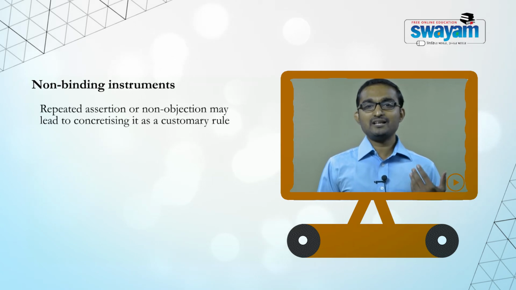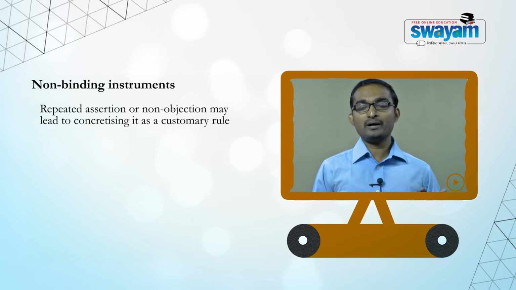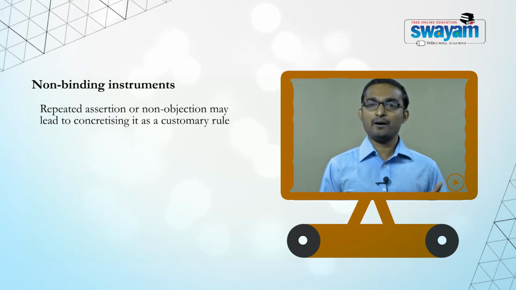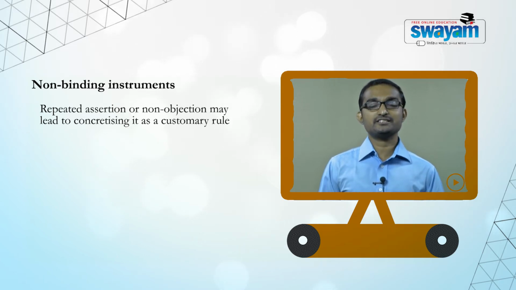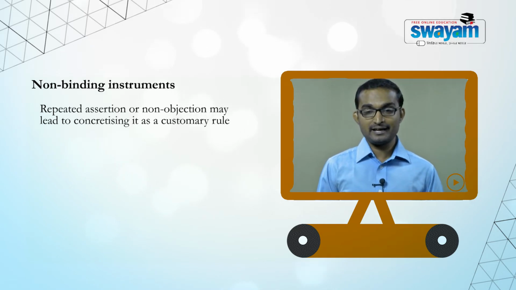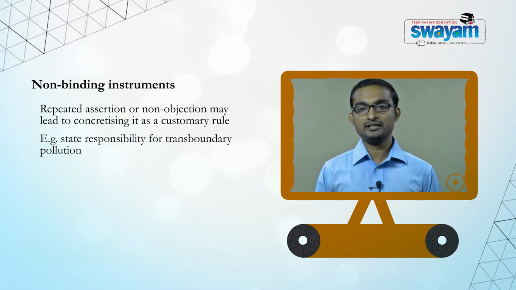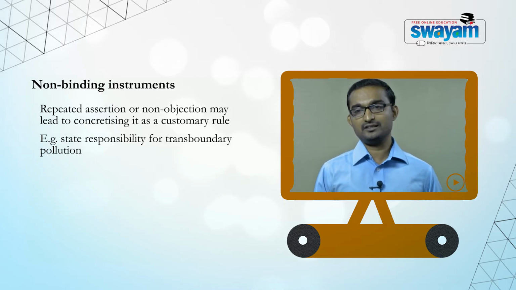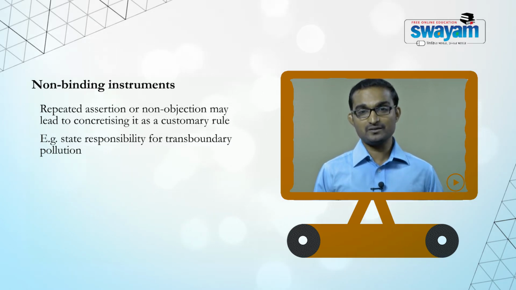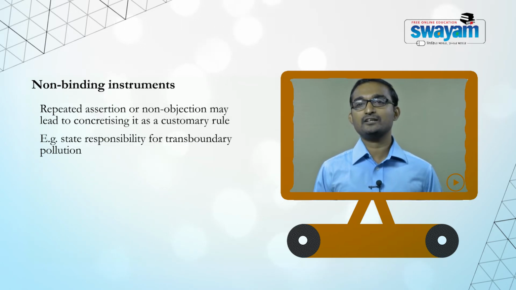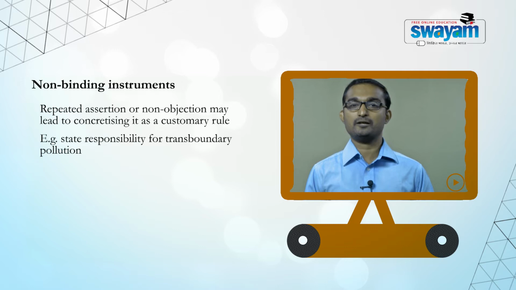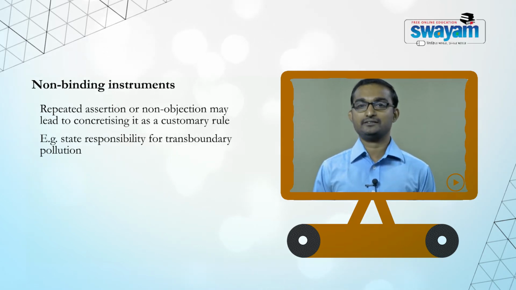Another major advantage is repeated assertion. No matter whether a particular soft law or non-binding instrument has eventually culminated into a binding treaty, repeated assertion of a particular principle in a number of non-binding instruments may lead to the concretization of that particular rule as a customary rule. One good example, as I have already pointed out, is state responsibility for transboundary pollution. So international environmental law students need to take these non-binding instruments extremely seriously, because they play an important role in the development of international environmental law. Many of those rules which are extremely relevant in the context of international environmental law, we can find in non-binding instruments, or at least they played crucial roles in concretizing those rules.